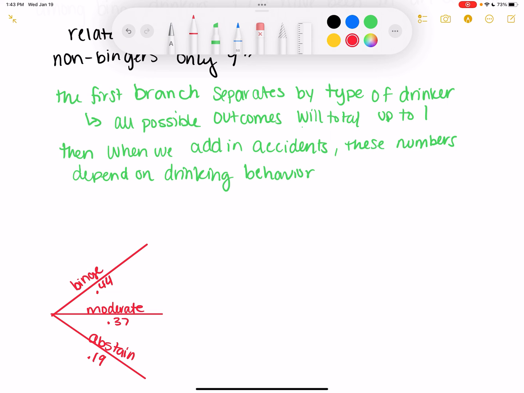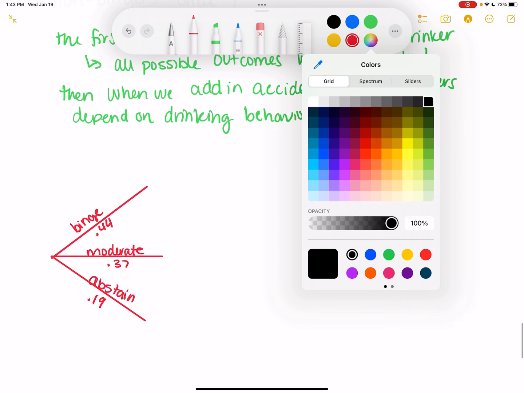Why are there more drinkers than abstainers? That's a little sad. I'm embarrassed for those people. Too much coffee.